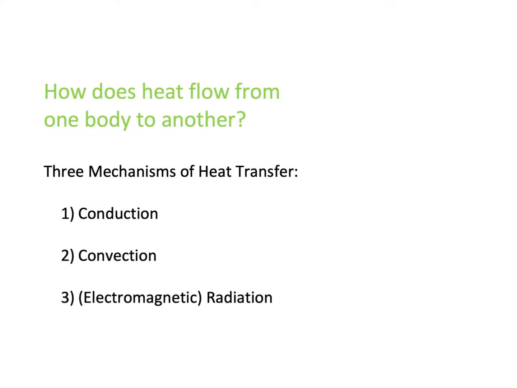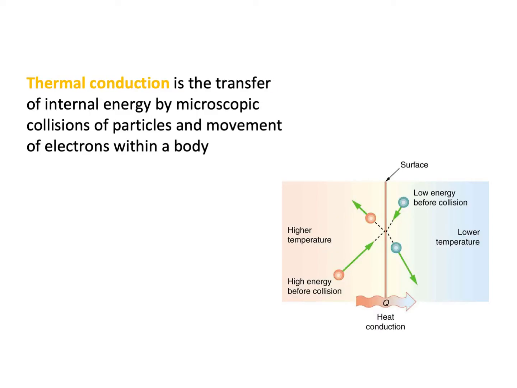And it turns out there's actually three different ways that it can happen. The three different mechanisms by which heat can be transferred, can flow from one body to another, are conduction, convection, and radiation, specifically electromagnetic radiation. And these are the three main ways that heat will flow from one object to another.